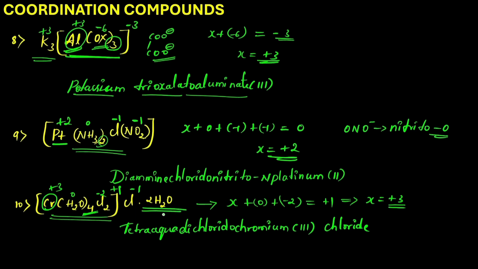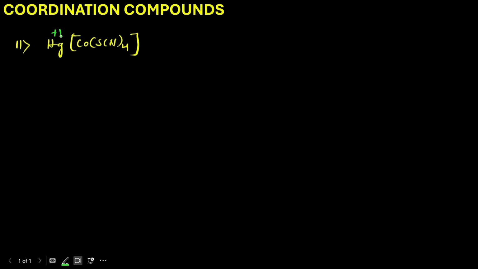Here 2H2O is there, so that can be written as dihydrate, because 2 H2O molecules are there. In some books, it is also given as 2 water. Both are correct. So the name is tetra aqua dichlorido chromium 3 chloride dihydrate or 2 water. Both are correct. Here the charge on Hg will be plus 1. Therefore, the coordination sphere will be having minus 1 charge. We know that SCN is an anionic ligand which will be having minus 1 charge. Therefore, minus 1 into 4, it is minus 4.